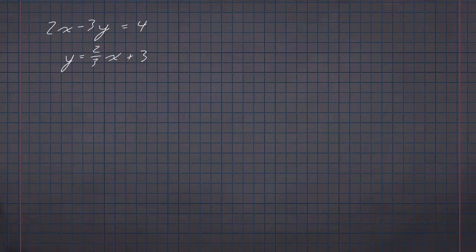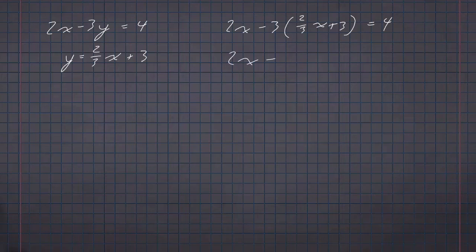Once again, I have one of the equations solved for y, so it makes sense that I should use the substitution method and substitute this value of y back into the first equation. So we have 2x minus 3 times y, which is 2/3 x plus 3, and that should be equal to 4. Distributing, 3 times 2/3 is 2, minus 3 times 3 is minus 9. 2x minus 2x cancel each other out with 0 left behind, giving me the result -9 equals 4.